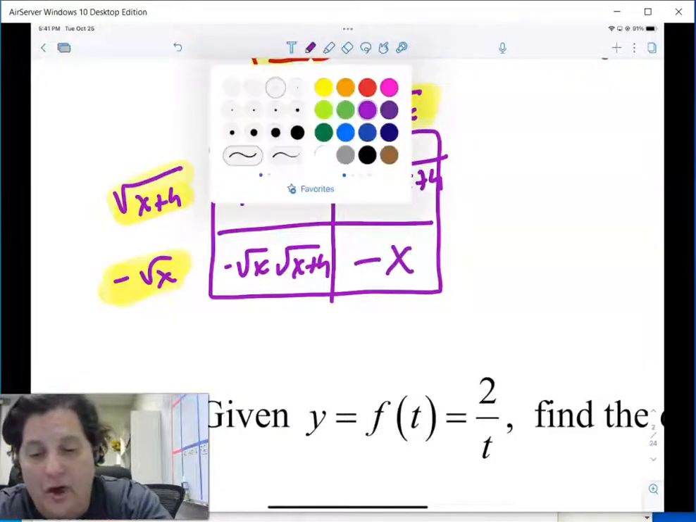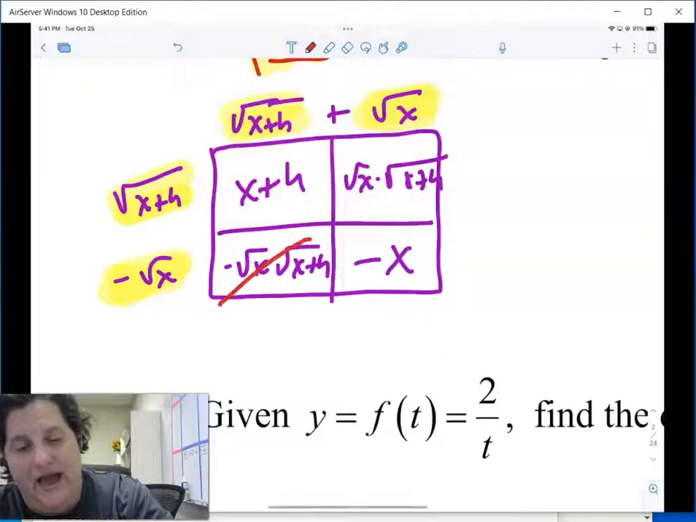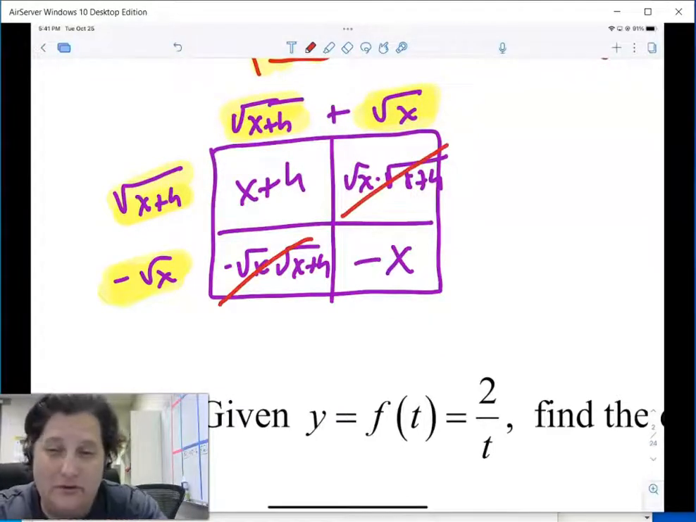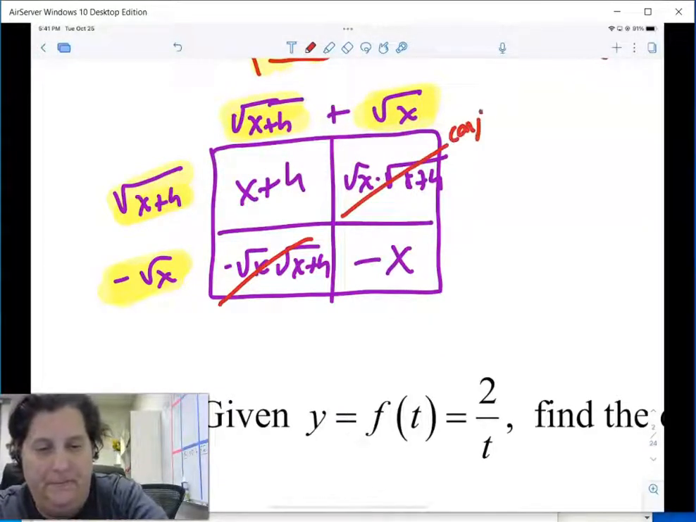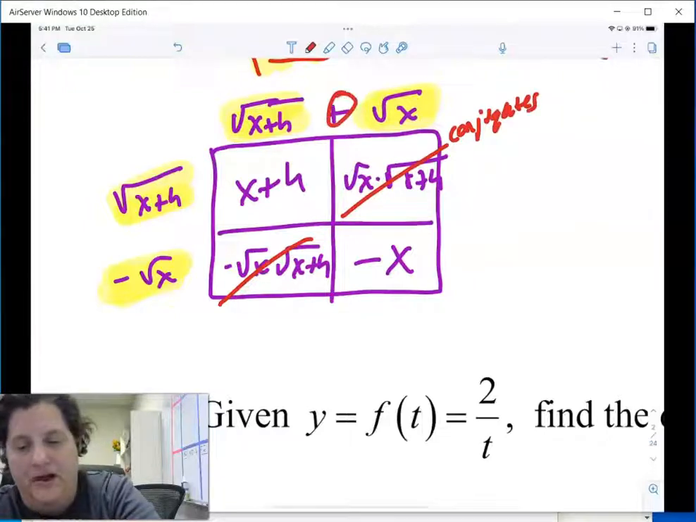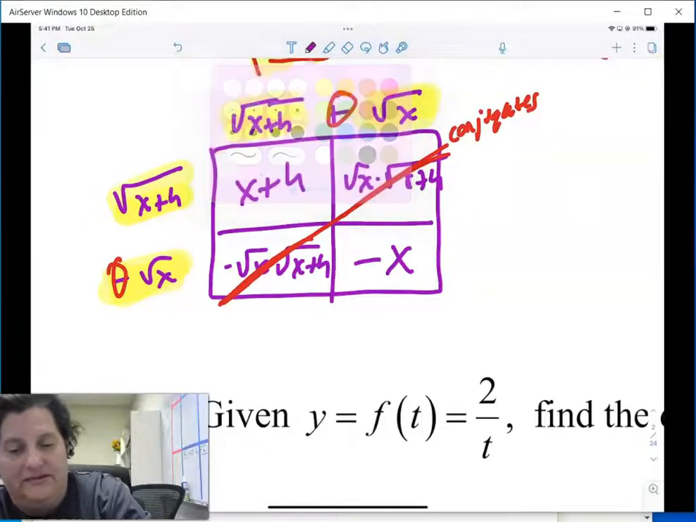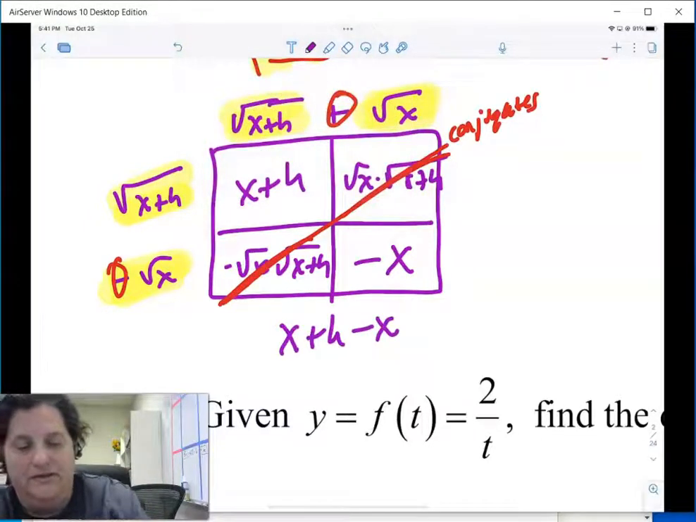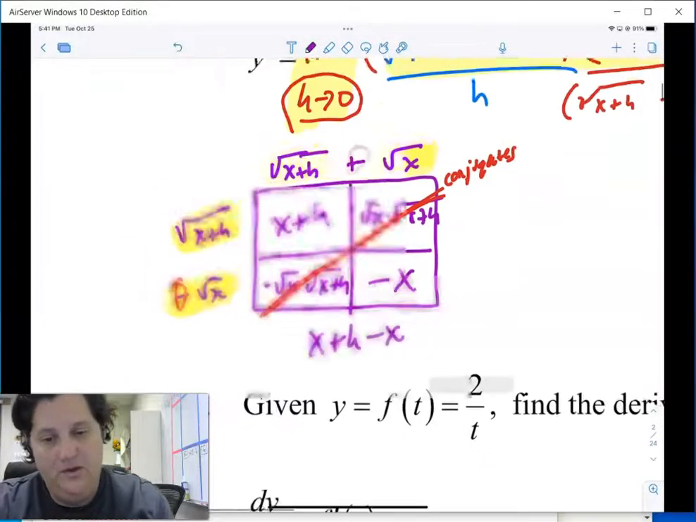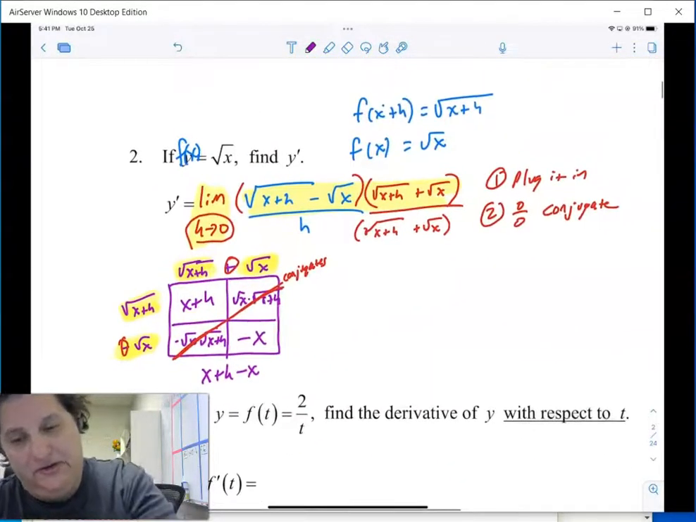Now, what you will notice happens is that and that cross off. And that's always true for conjugates. If one's positive and one's negative, those middle terms will cross out. So what I have left when I multiply this out is x plus h minus x. Okay? So this is going to turn into, that was just like algebra stuff.